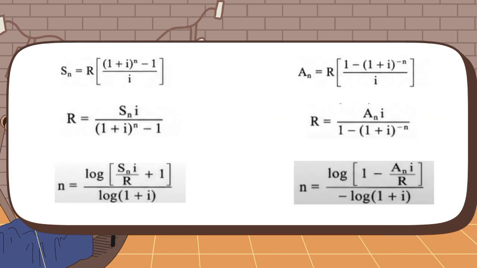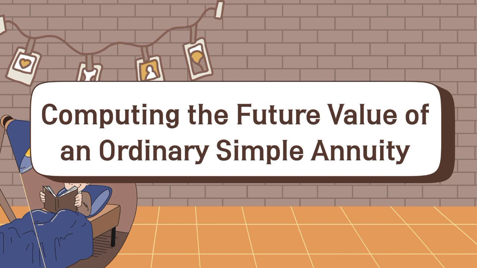And these are the formulas we will use based on what the problem is asking us to find. You can take a picture or write it in your notebook before we proceed. Are you done? Okay, let's continue. We will first compute the future value of an ordinary simple annuity.